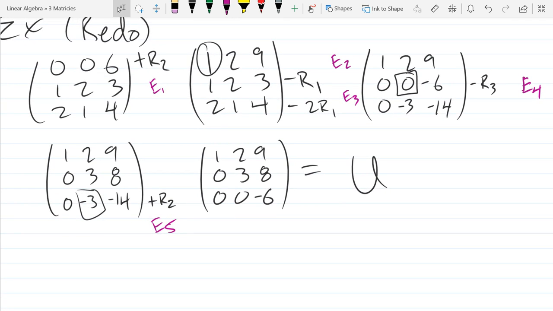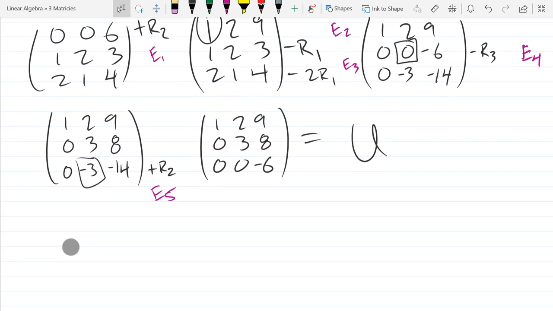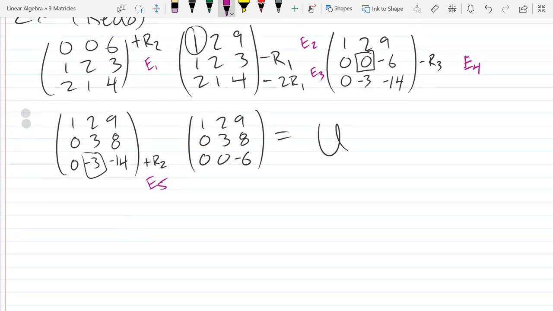All right, 5 elementary matrices you need to write out. Write them all out. I'll do the E5 matrix. All you need to do is perform that opposite row operation on the identity.